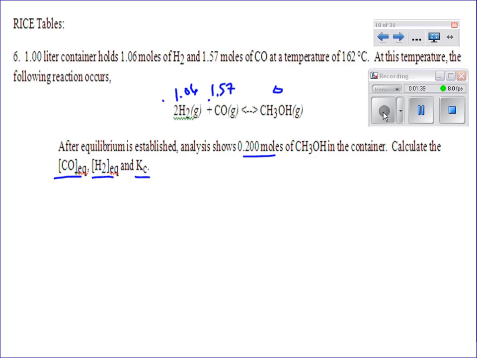So because we need equilibrium concentrations, we have to use what we call a rice table. So R, I, C, E. What R stands for is reaction. So I'm going to go ahead and rewrite the reaction into the spots.